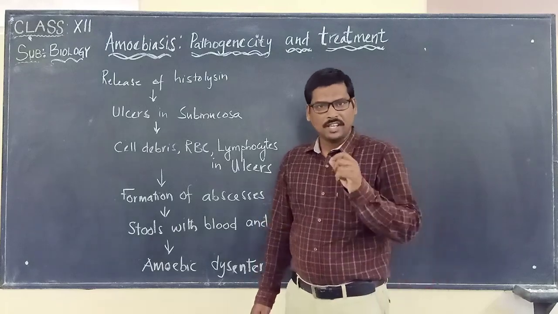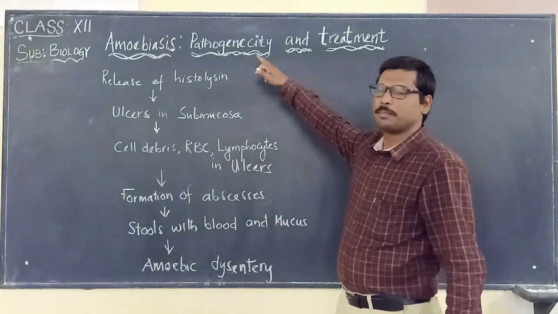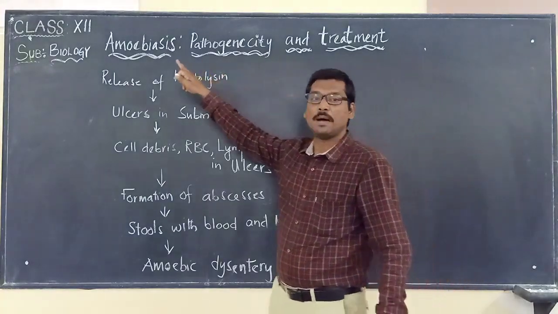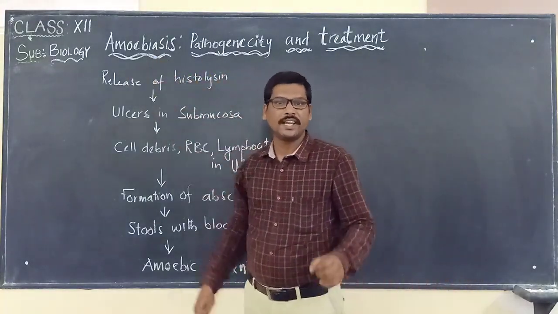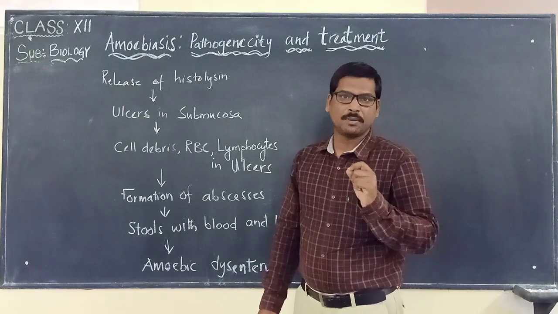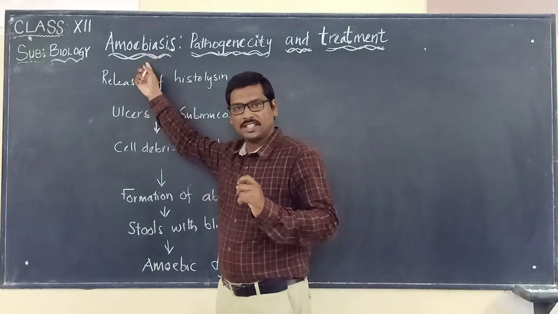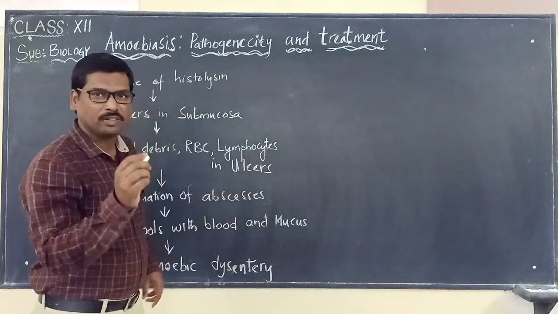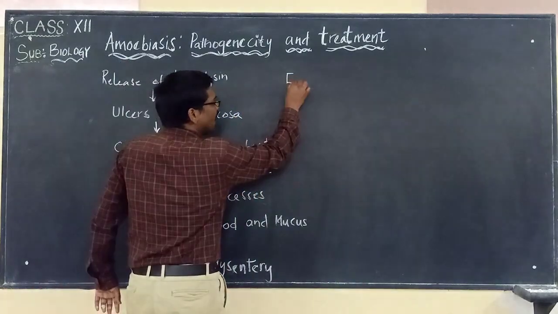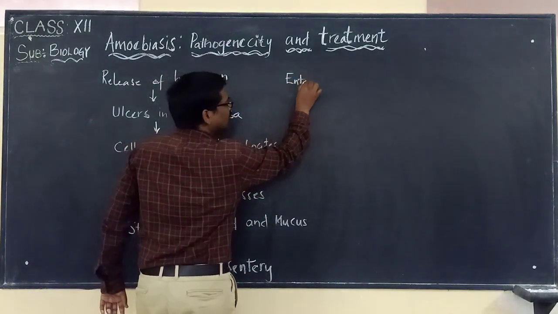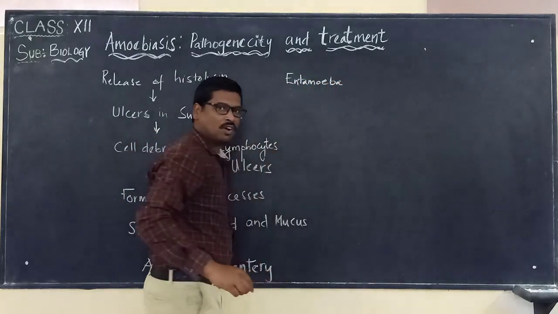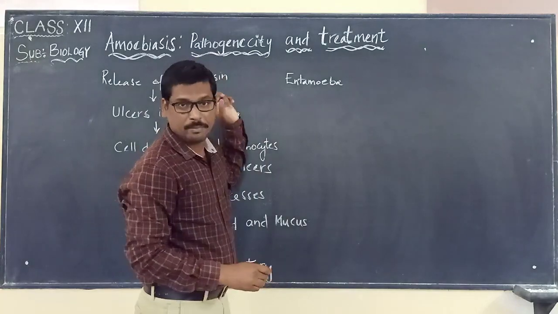Hi everybody, in this video we are going to discuss the pathogenicity and treatment for the disease called amoebiasis. This disease is caused by a pathogen, a microorganism which we call Amoeba histolytica. Amoeba histolytica is the pathogen. It is a protozoan which is causing the disease called amoebiasis.